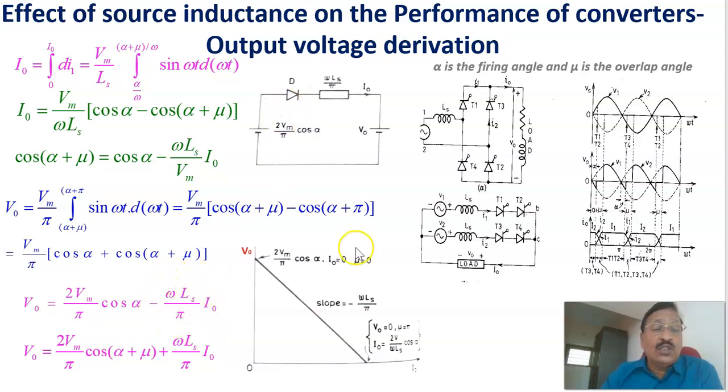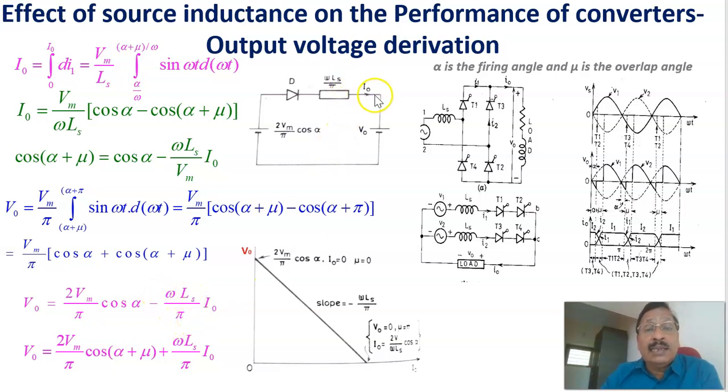If you assume the source inductance equals 0, the equation is 2Vm by pi cos alpha. Now, if you consider the source inductance, then there will be a drop of omega Ls divided by pi into Id. This can be drawn as an equivalent circuit like this: 2Vm by pi cos alpha as a source, and this drop is represented as omega Ls divided by pi.